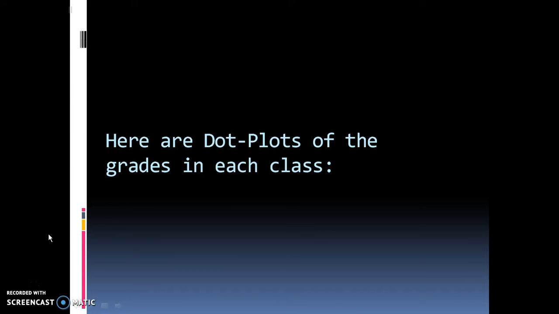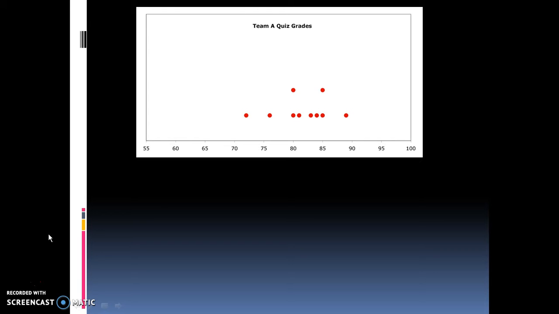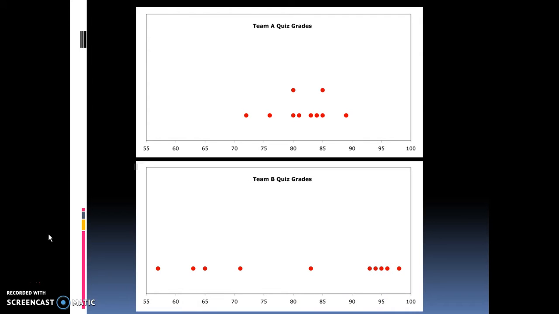Now let's look at a couple of examples here of dot plots in each class. Here I've graphed the scores from Team A and their quiz grades. And here's Team B and their quiz grades. Now you can see visually that the lowest grade in Team A is about 72 and the highest is about 88. And the lowest for Team B is about 57 and the highest is about 98. So they do have the same mean or the same average.